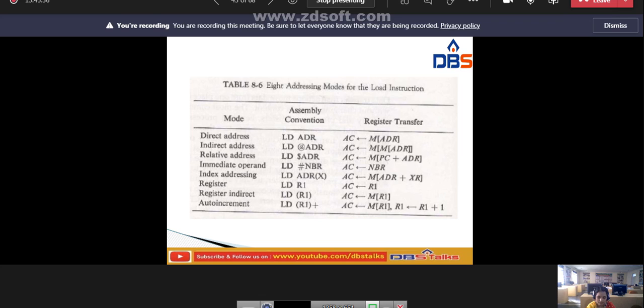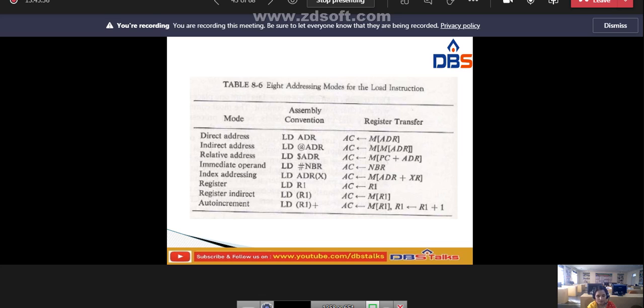ADR stands for address. MBA is a number or an operand. X is an index register. The at-the-rate symbol is a character that symbolizes an indirect addressing mode. At the rate is the indirect addressing mode.